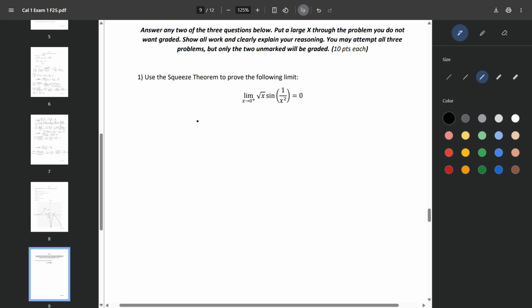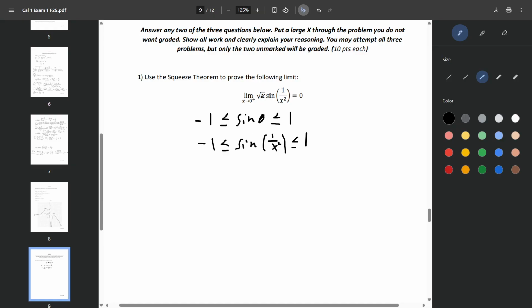What we're first going to do is write -1 is less than or equal to sine of theta, which is less than or equal to 1. We do this because sine of theta will be between the values of -1 and 1. We'll then plug in our theta, which in this case is 1 over x squared. So -1 is less than or equal to sine of 1 over x squared, less than or equal to 1.